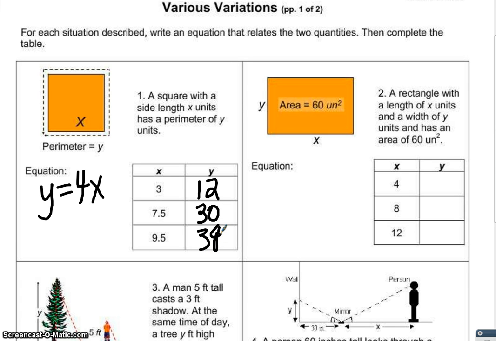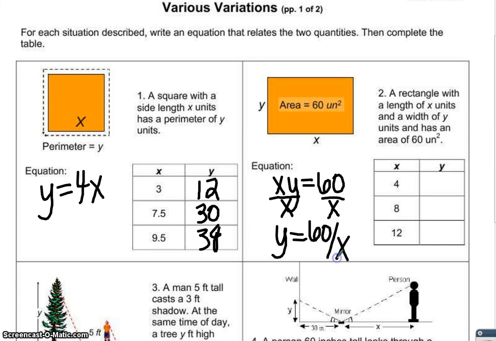Okay, let's look at the next one. A rectangle with a length of x units and a width of y units has an area of 60 units. Remember, area is length times width, and it's equal to 60. If I had to solve for y, I divide both sides by x, and my equation would be y equals 60 over x. Again, taking 4, 8, and 12 and plugging them in for x, I get 15, 7.5, and 5.